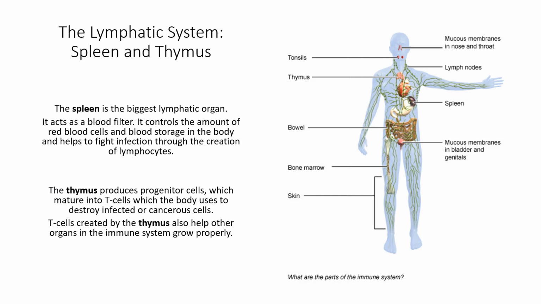Within the lymphatic system, then, we've got the spleen and the thymus. So the spleen is the biggest lymphatic organ. It acts as a blood filter, controlling the amount of red blood cells and blood storage in the body, but it also helps us to fight infection through the creation of those lymphocytes that we've just talked about. You can see where the spleen is here on the right hand side, in the center of the torso, just to the right.